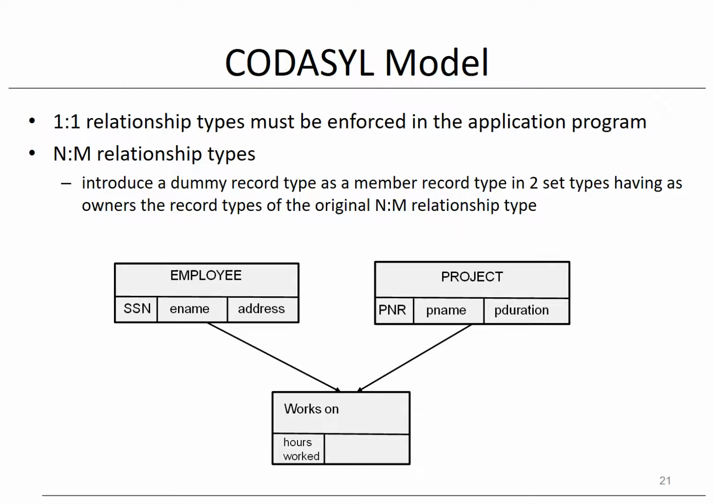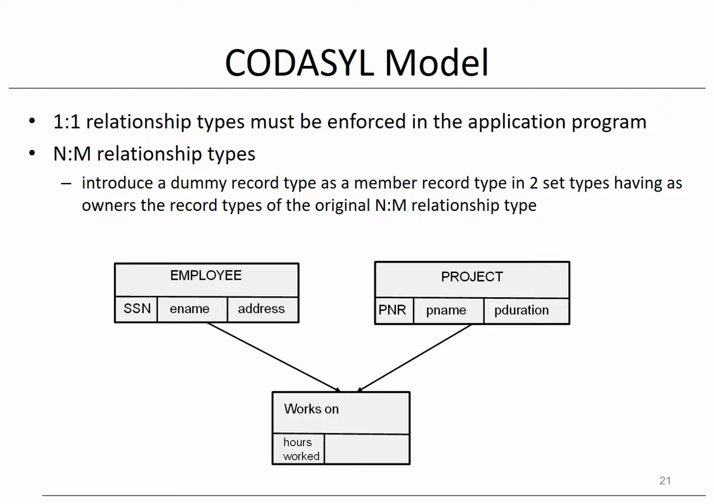As with the hierarchical model, one-to-one relationship types must be enforced or modeled in the application programs, which should enforce that an owner record can only be connected to at most one member record. As with the hierarchical model, the addition of these semantic constraints to the application programs is not desirable from a maintenance perspective. N-to-M relationship types need to be also modeled using a workaround.